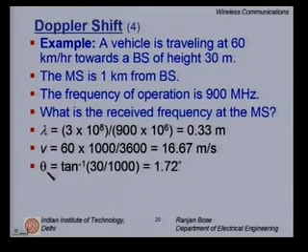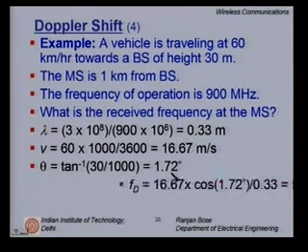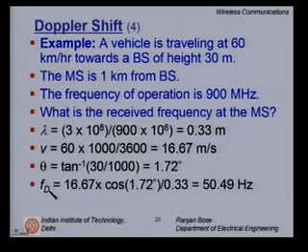Now the angle theta is tan inverse of 30, the height of the base station, divided by the distance from the base station, 1000 meters, which gives 1.72 degrees. Fd is given by this velocity v times cos theta divided by lambda, and if you translate it, it comes to slightly over 50 hertz. This is minuscule in comparison to 900 megahertz.